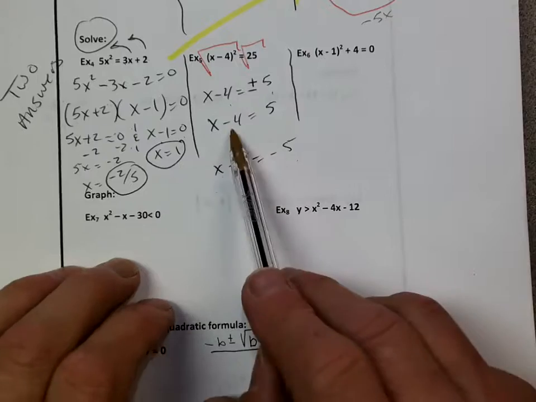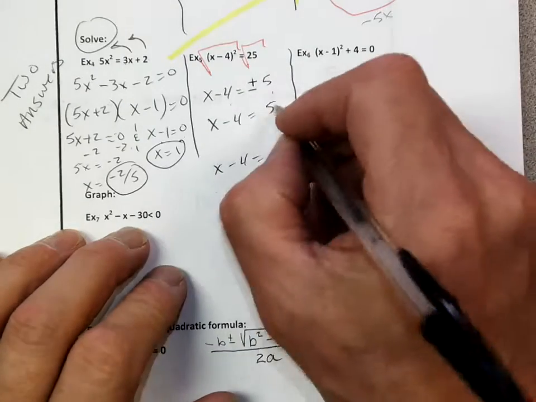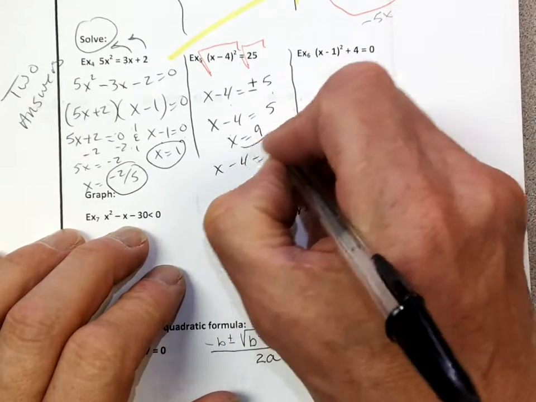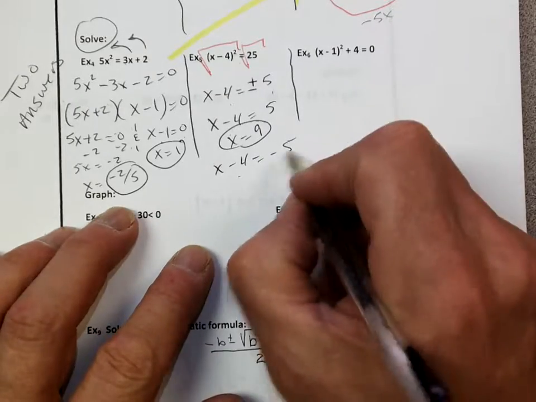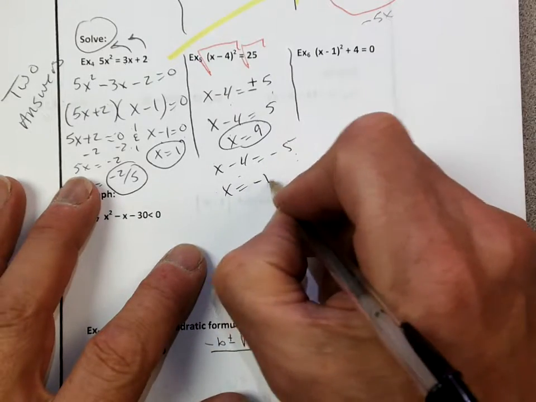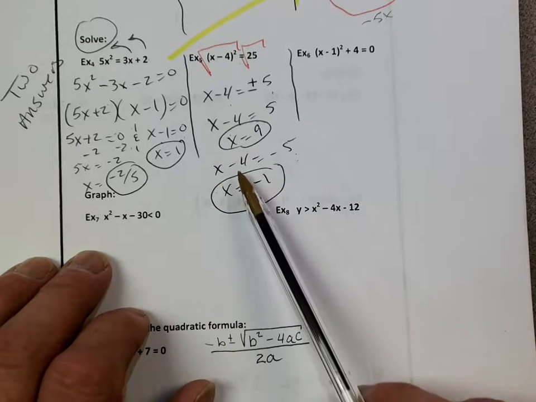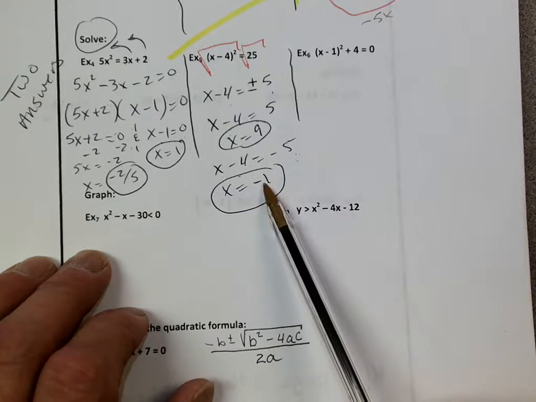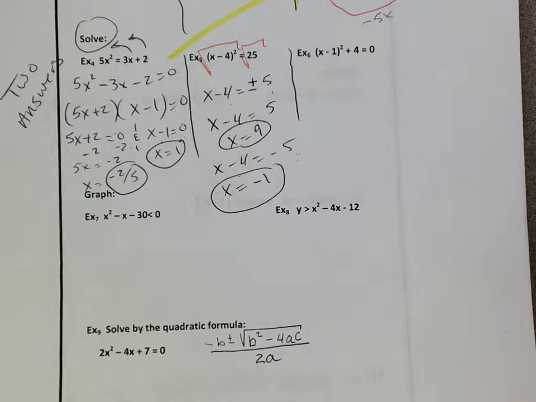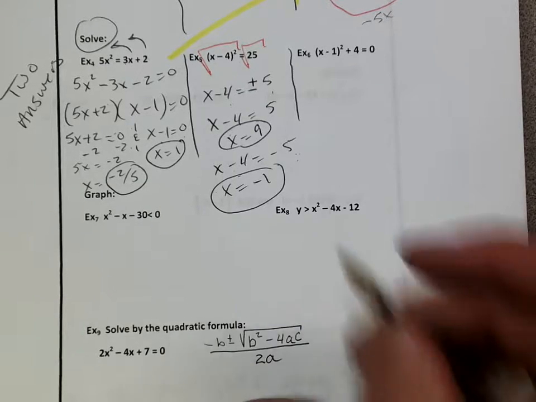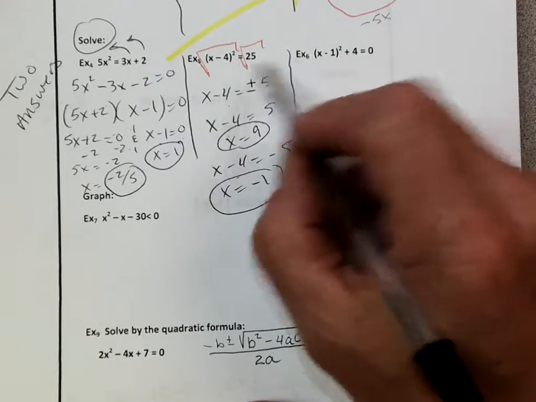All right, so let's solve. Plus 4 plus 4. If I add 4, one answer is 9. Plus 4, the other answer is negative 1. There's my two answers. I added 4 to 5, and I got 9. Added 4 to negative 5, and I got a negative 1. There's my two answers.